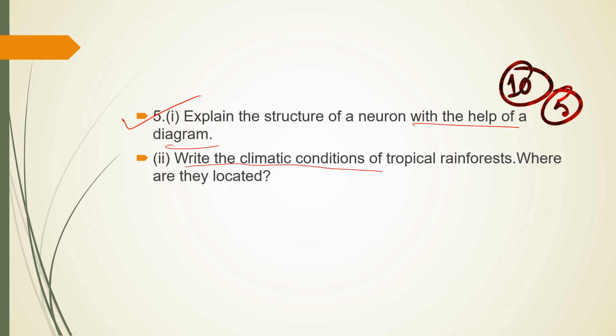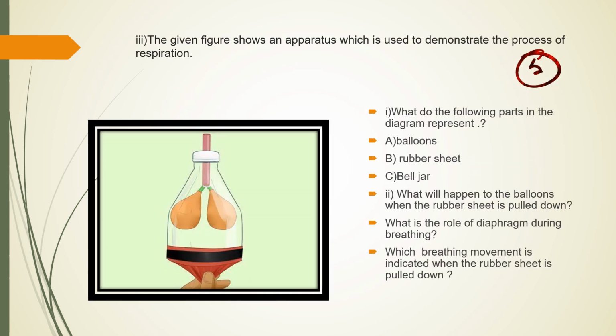Write the climatic conditions of tropical rainforests and where they are located. Now 1 and 2 part of question number 5 we have discussed in the previous slide. That question consists of 5 marks, and again this question consists of 5 marks. So in section B, each question is having 10 marks. There is a bifurcation or division of marks, we can say 2 plus 2 plus 1 plus 3 like that. But in total I have given you the marks, that is 10 marks each.